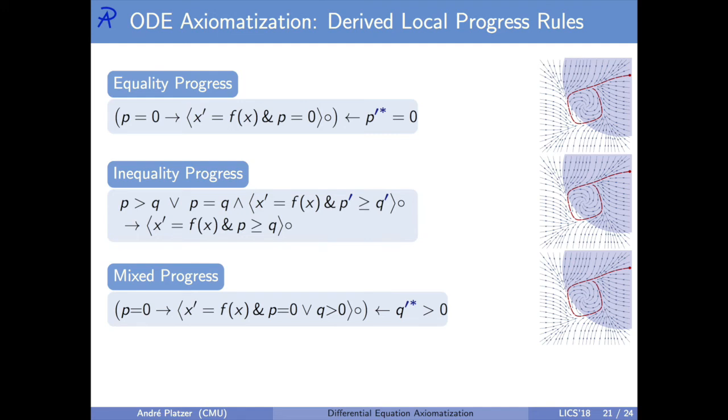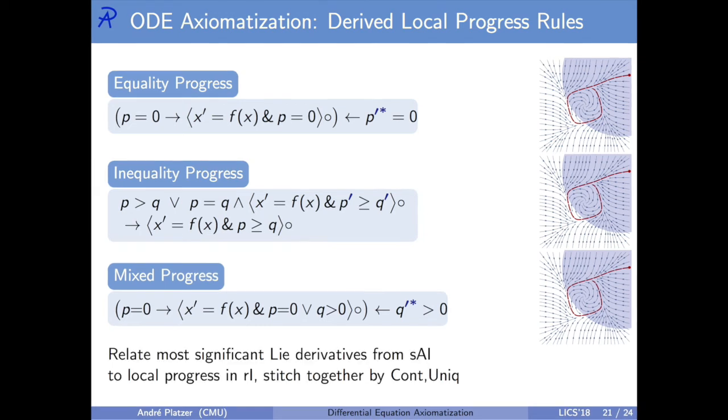For example, that within p equals 0, you can make progress within either p equals 0 or q positive, as long as the local Lie derivatives for q don't tell you otherwise, basically. But the point is, these are not so important. These are just things that we derive out of the primitives I gave you in order to be able to prove every true property of it.